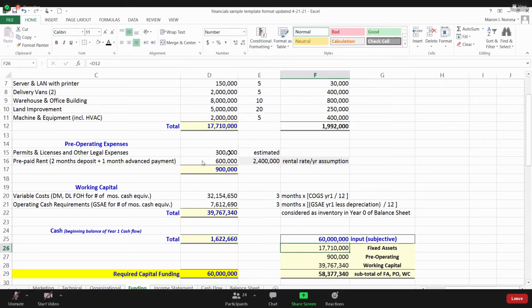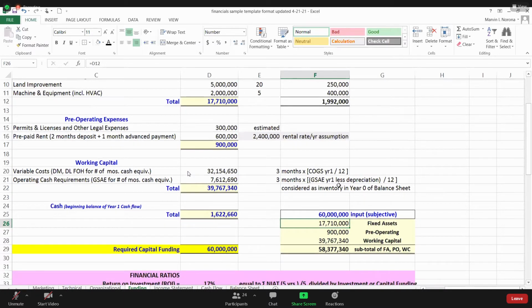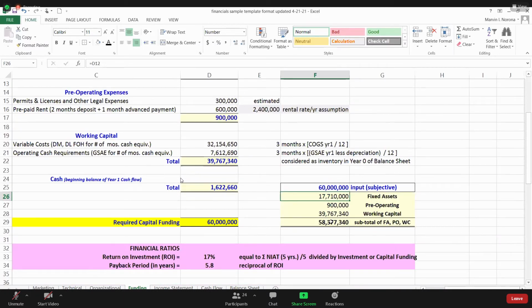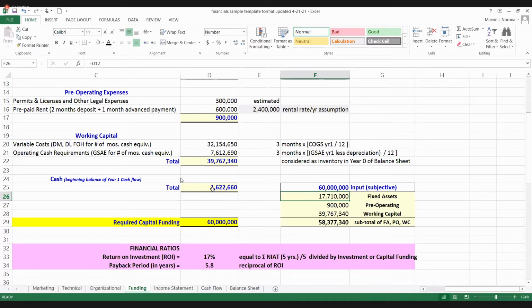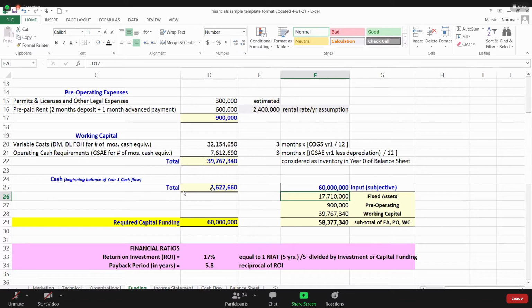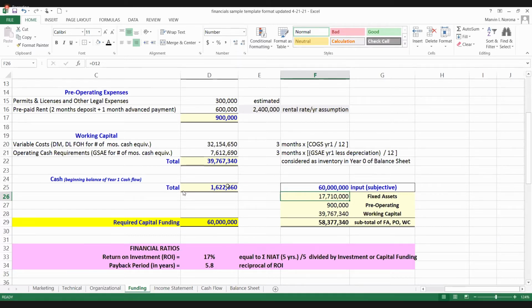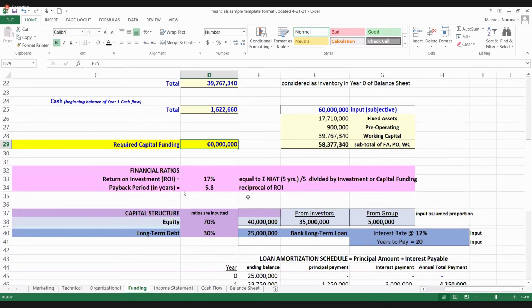So, ang kailangan lang niyo bantayan habang ninyo nakikita yun, ayan. 58 lang eh. Why should I get 65? Unless gusto mong may 7 million ka palagi sa bangko. So pwede rin naman 60 million lang tapos may 1.6 ka. Okay? Now, kung ano yung nilagay mong subjective input dito, lalabas yun dito sa required funding. 60 million. Okay? And then, 60 million yung funding mo.